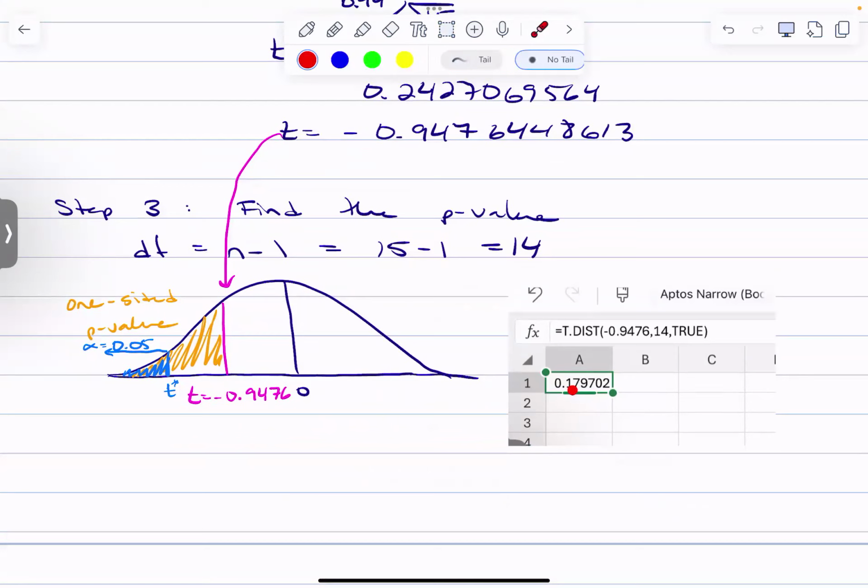This means that the area in the tail is 0.179702. So that means that our one-sided p-value, this area, is 0.179702. So now I have my p-value. And just as we suspected, just using 2 as a guide, negative 2 roughly, 0.05. What could we do instead?